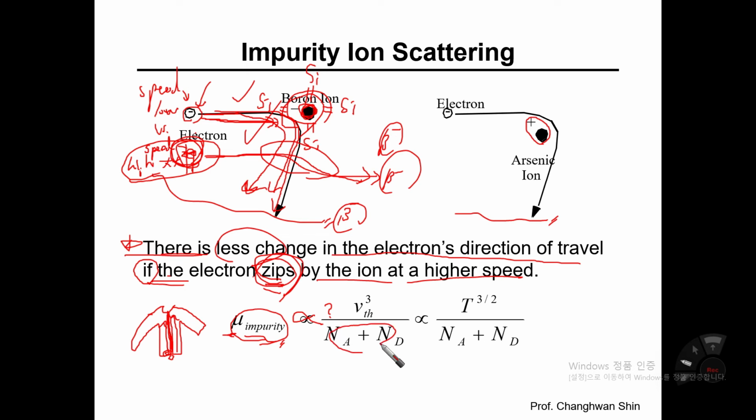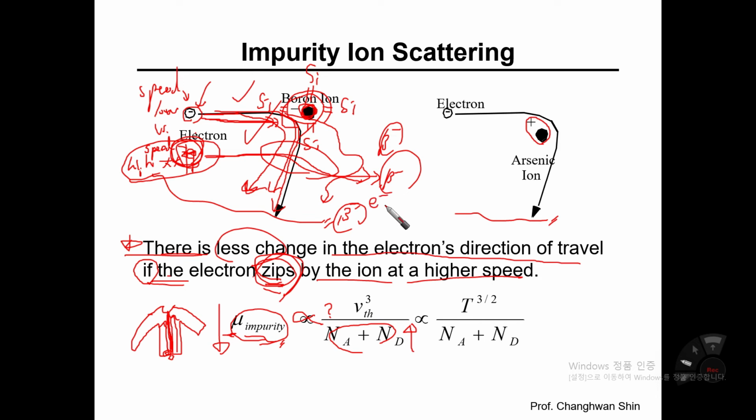Well, in a heavily doped silicon sample, the electron would be affected by many, many different dopant atoms. So it is hard to be accelerated. In other words, it would quite frequently change the electron's direction of travel. So the higher the doping concentration is, the lower the mobility of the electrons and holes caused by ionized impurity atom scattering. Then what about the thermal velocity?